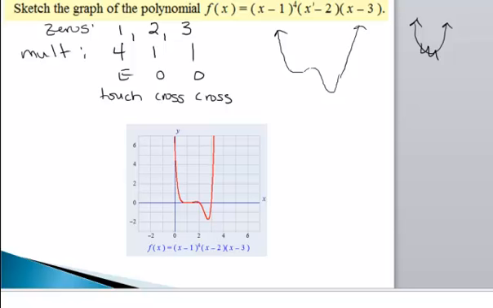You can even calculate the y-intercept. Do you remember how to do that? You would let all of these equal 0. So then you would have negative 1 to the 4th, that's going to be 1, times negative 2, that's negative 2, times negative 3 is 6. You can see that it does cross the y-axis at 0, 6.